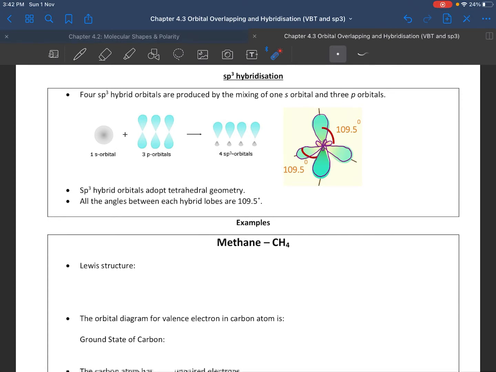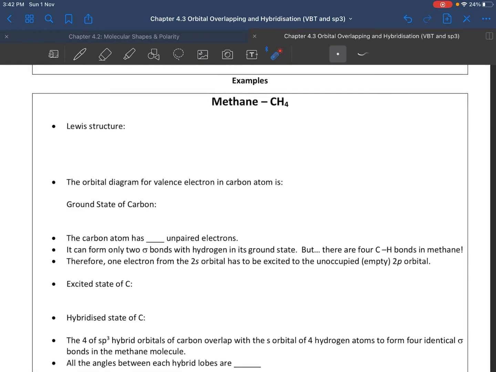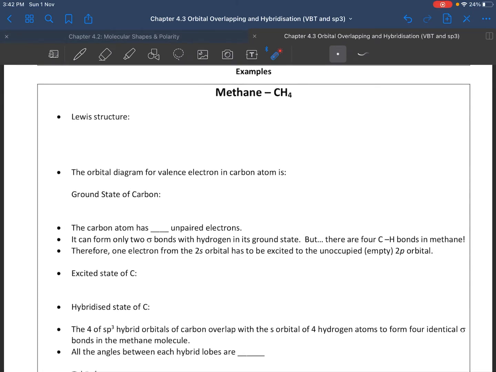and this angle the same as the one that kita hafal masa chapter VSEPR. Okay, so let's look at the first example, which is methane. Okay, so for this Lewis structure of methane, saya terus draw. Okay, tapi kalau in exam, you don't know how the Lewis structure of CH4 looks like, you have to start with the calculation lah. Okay, so this is CH4, methane. And then the orbital diagram for valence electron in carbon is, okay, so kita kena draw orbital diagram untuk valence electron dalam carbon.